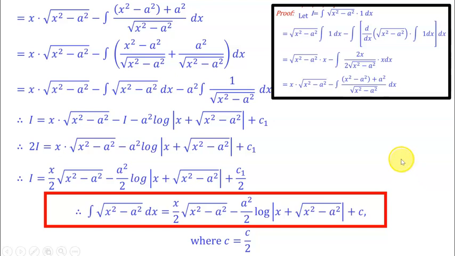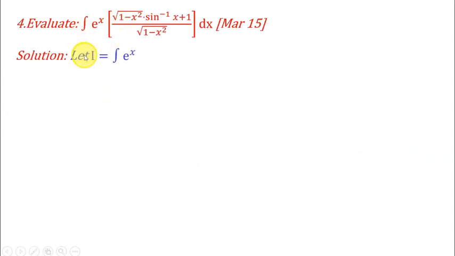Okay. Now next example. Evaluate integral e raised to x, in bracket, root of 1 minus x square into sine inverse of x plus 1 upon root of 1 minus x square, bracket complete, into dx. This example was asked in the March 15 examination.